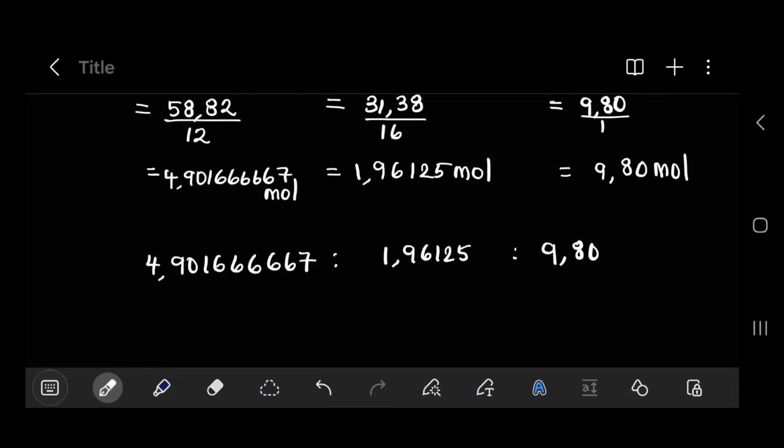So here's what we have. And at this point, we divide throughout by the smallest value. So if we look at all three, the smallest value here is 1.96125.